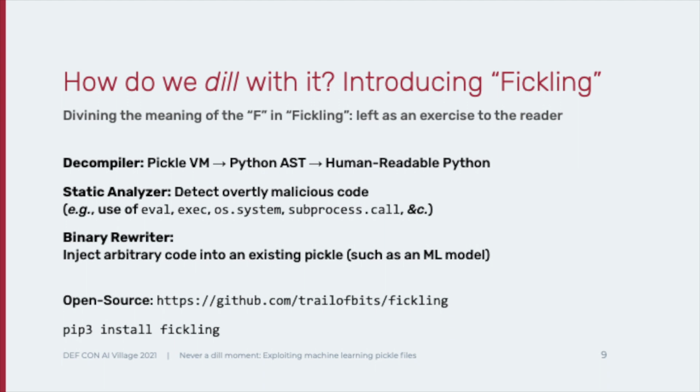Fickling has its own implementation of the Pickle Virtual Machine, or PM, and it's safe to run on potentially malicious files because it symbolically executes code rather than overtly executing it. Fickling can not only disassemble and emulate pickle files, it can also decompile the opcodes into equivalent human-readable Python code. It also provides an API for rewriting pickle files, including injecting arbitrary code. Fickling is open source, and you can try it right now.